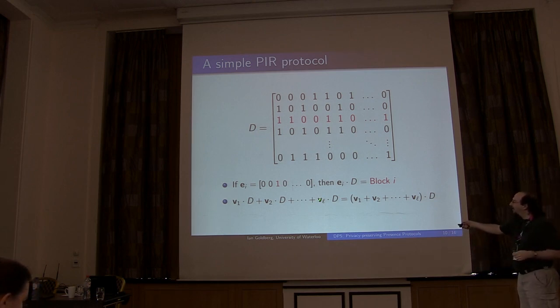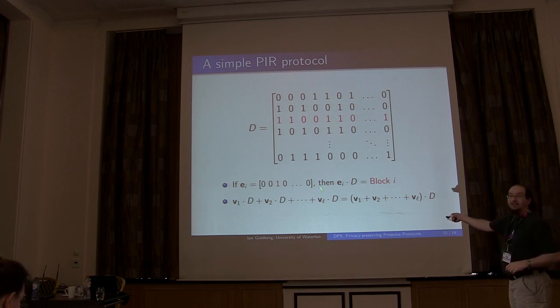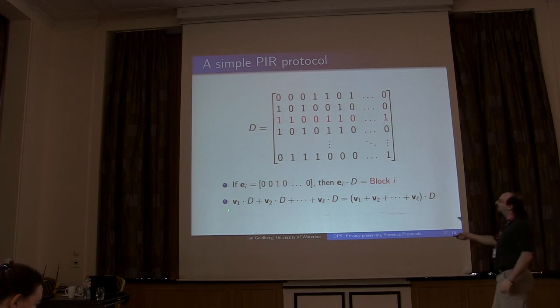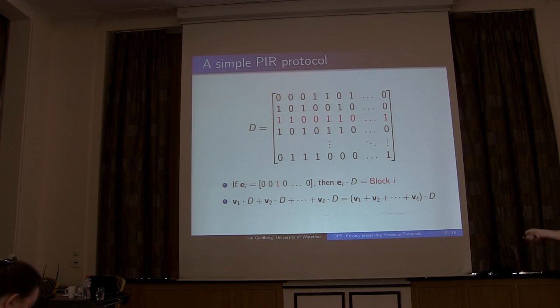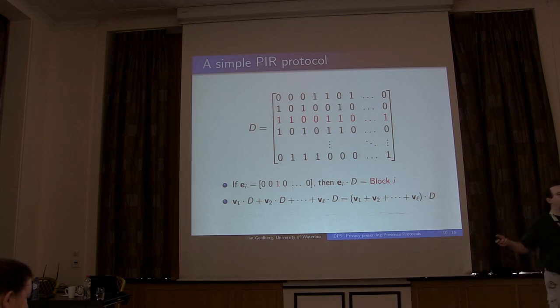You just pick, say there are L servers, you pick L random bit vectors such that they add up to e_i. All right? And you send the first vector to server 1, the second to server 2, the Lth to server L. Each server multiplies their vector by the database and sends you back the results. You add up the results, which is this. By the distributive law, that equals this. By the way you chose the v_i's, the sum equals this. And then e_i times D is block i. And you're done.